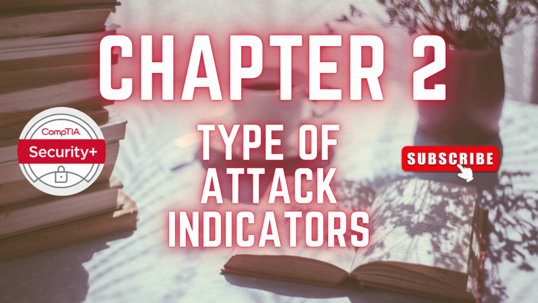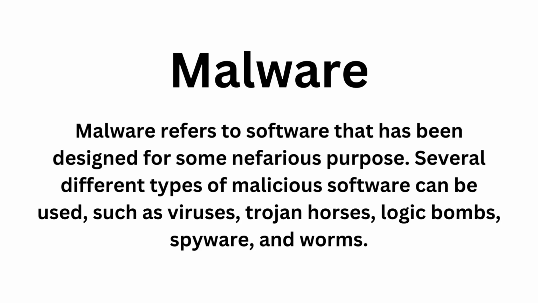This particular video covers Chapter 2, Type of Attack Indicators. Malware. Malware refers to software that has been designed for some nefarious purpose. Several different types of malicious software can be used, such as viruses, Trojan horses, logic bombs, spyware, and worms.